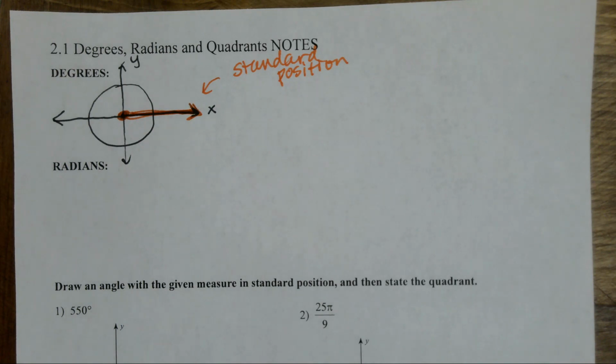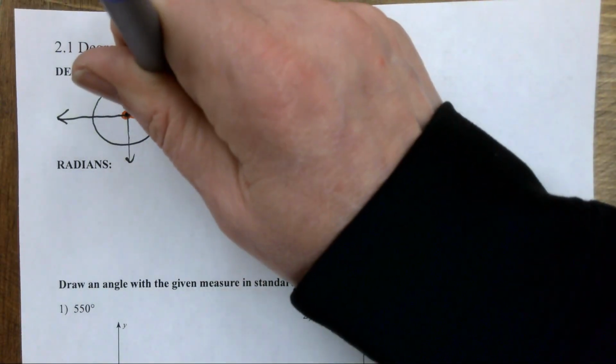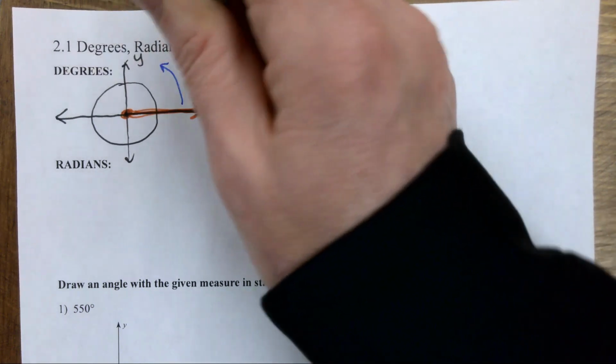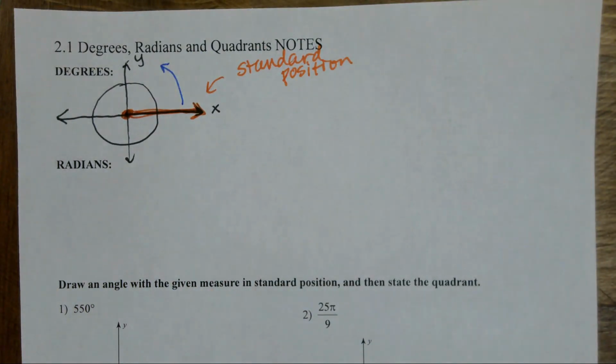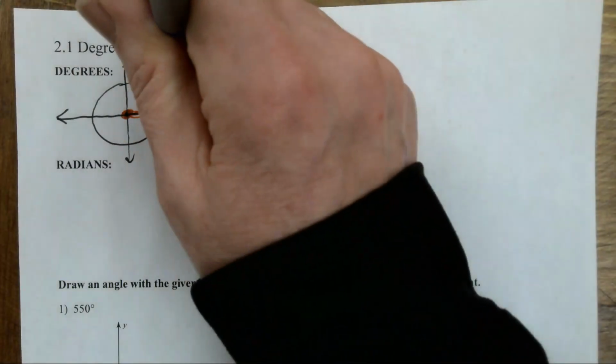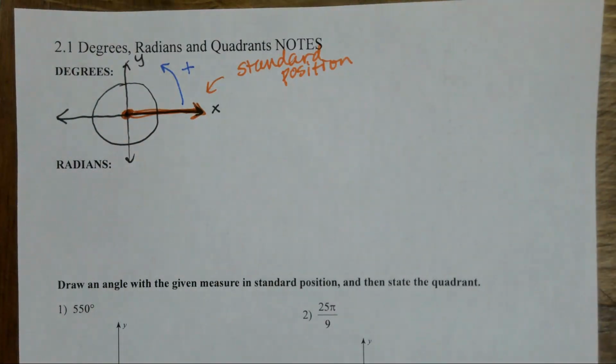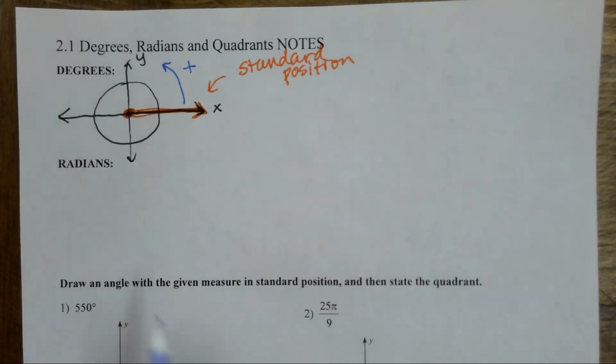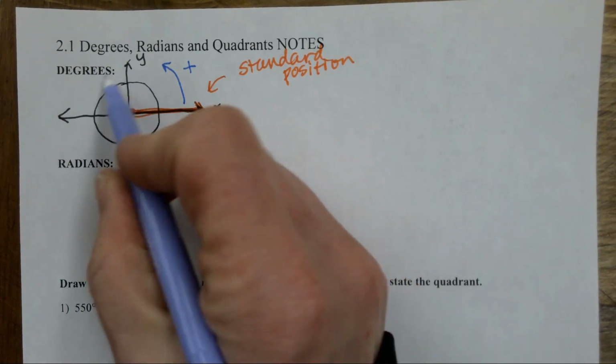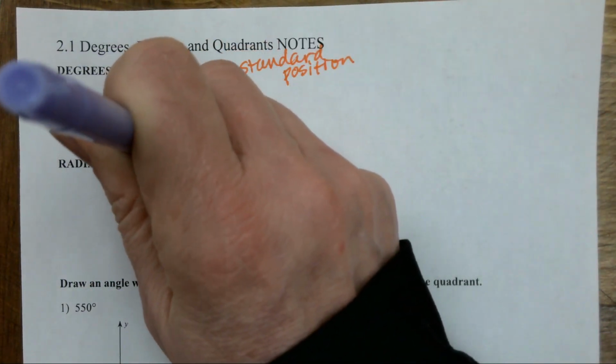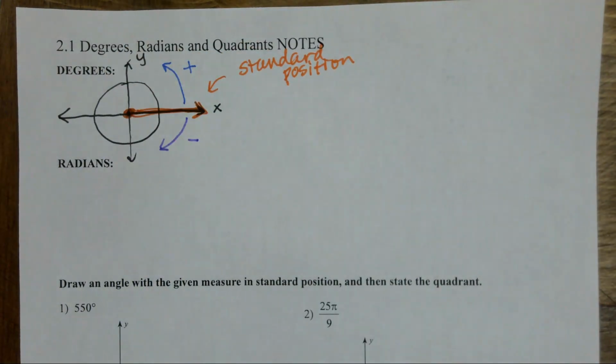And as I move around the circle and create angles from that starting position, if I move counterclockwise, I form positive angles. So this is a positive direction. Counterclockwise is positive. It seems like it should be the other way, but it's not. If I move around the circle and create angles along this circle, and I move clockwise, that creates a negative angle.